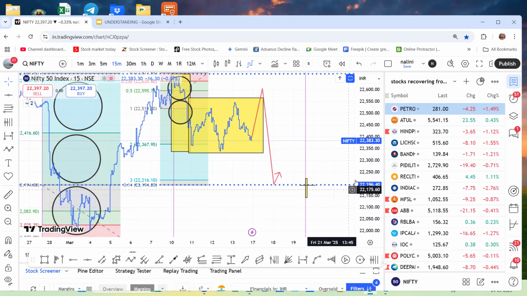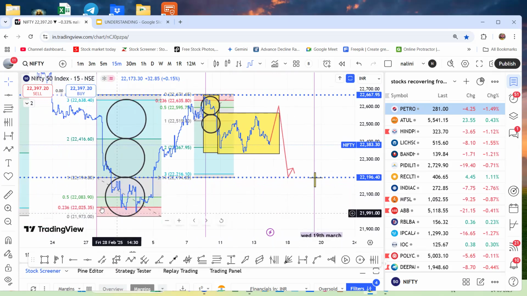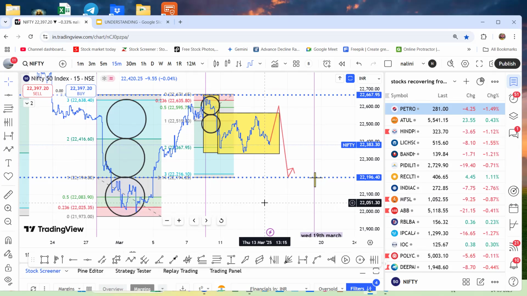So I hope this will clarify all your doubts, why I'm using these circles, measured moves, and all those things. And in my next video, I'm going to explain how I've designed the 5-minute strategy for the momentum option buying strategy, fitting into option buying, whether it is put option buying or call option buying. Thank you very much, friends.